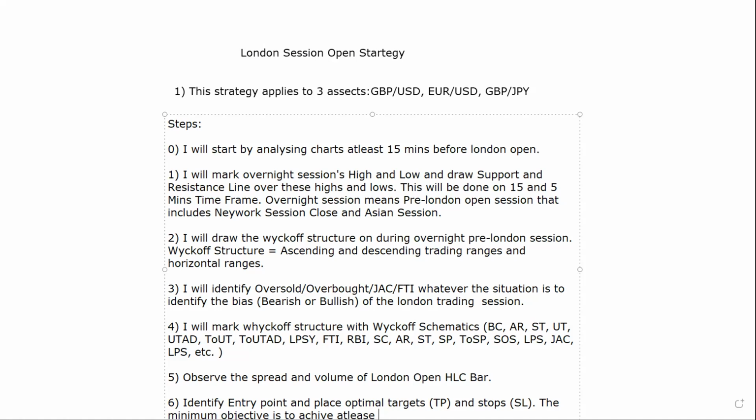Okay, 1:3. 1:3 RRR. Reward to risk ratio, risk to reward ratio. What does risk to reward ratio mean? That if you are risking 1%, then we are expecting to make 3%. Got it? Okay. So these are the steps.